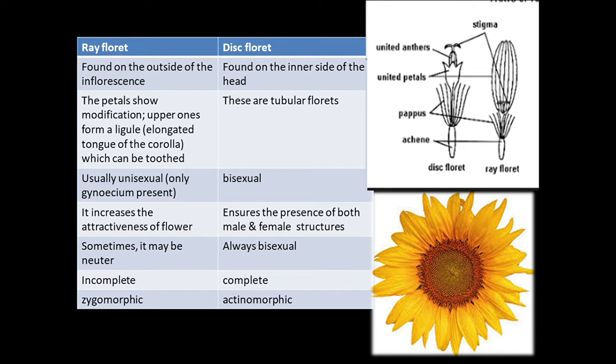Ray florets increase the attractiveness of the flower, but disc florets ensure the presence of both male and female structures. Ray florets sometimes may be neuter or sterile. Disc florets are always bisexual. Ray florets are incomplete; disc florets are complete. Ray florets are zygomorphic; disc florets are actinomorphic.